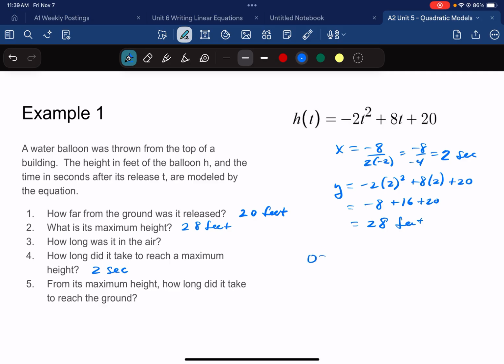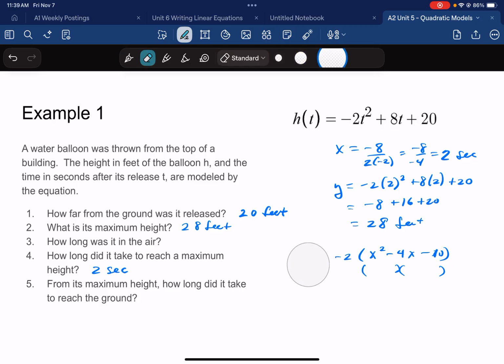So 0 for height. I'm going to factor out a -2, and I'm just going to give that thing a shot and see if it factors. So 10 is 2 times 5, 10 times 1. No, I can't factor it. I'm going to have to use the old QF on this, aren't I?